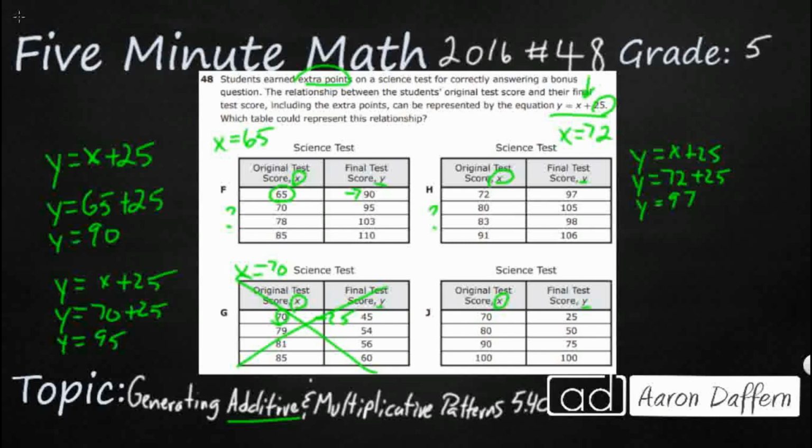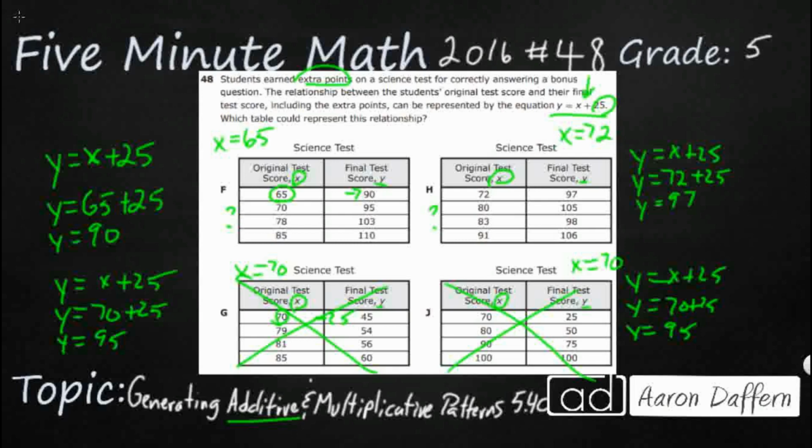And then J, y equals x plus 25. And so y equals, we're going to say x is 70 here. 70 plus 25, so y equals 95. No, I don't even know where they got this. This is like a minus 45 here. So J is out. So it's between F and H, which means let's go to the second row for each.